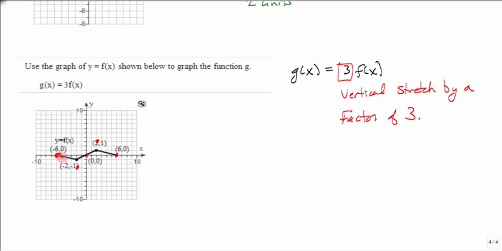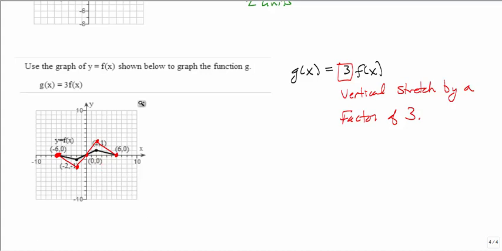So when I connect these, you can see all I've done is I've taken the maximum and minimum points and kind of just pulled them straight up by a factor of 3. So again, horizontal movement, I work with the x values. Vertical movement, I work with the y values. Now in the next couple graphs we're going to be looking at, given a parent function, we're not given a graph, but given this parent function, we're asked to transform it.